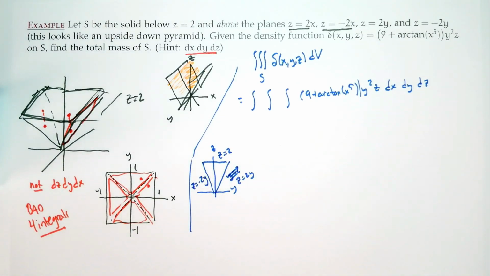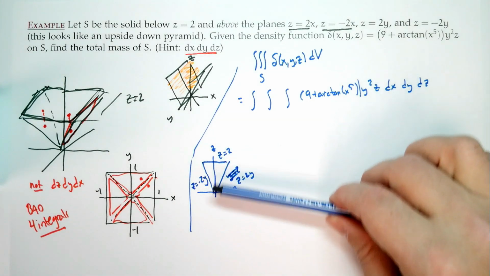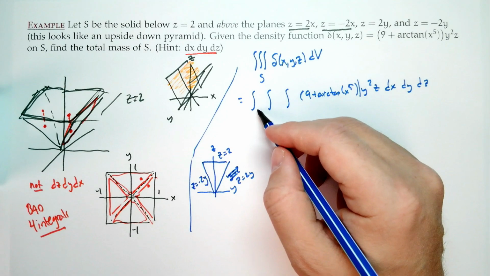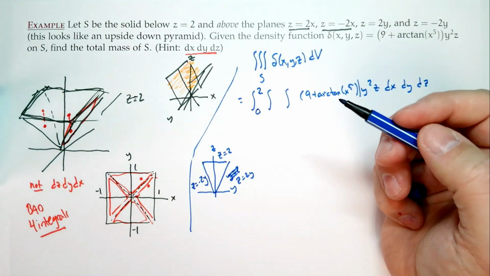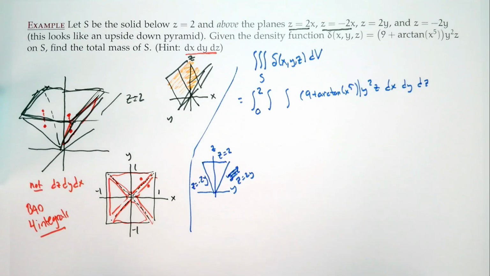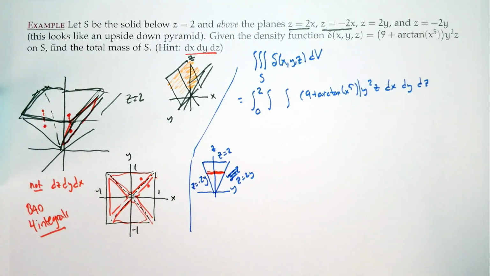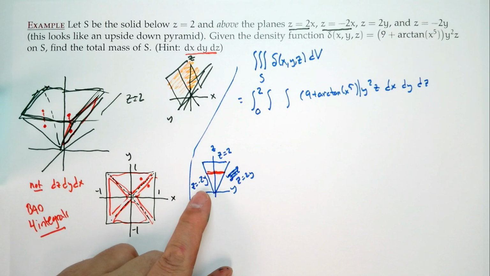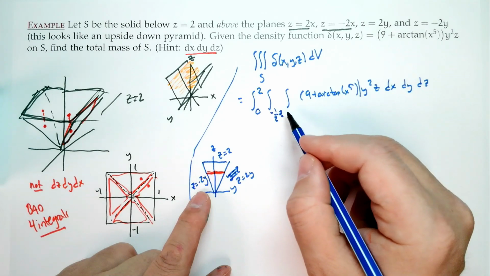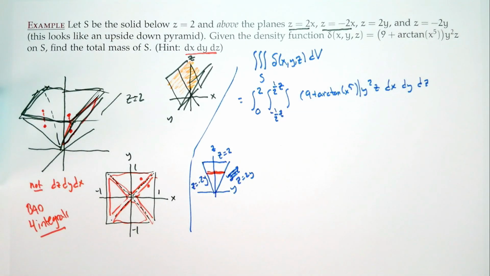All right. Now, notice how we're set up. First, we're going with respect to z. Where does z go between? The lowest z value is at the bottom, 0, and the highest is at the top, 2. So 0 up to 2. Next, I'm at a particular z, and I'm integrating with respect to y. So I'm at a z and I'm changing y, which means I'm doing this right here in the picture. So I need to write y in terms of z. That would be y equals minus 1/2 z to y equals plus 1/2 z. All right, that's good.